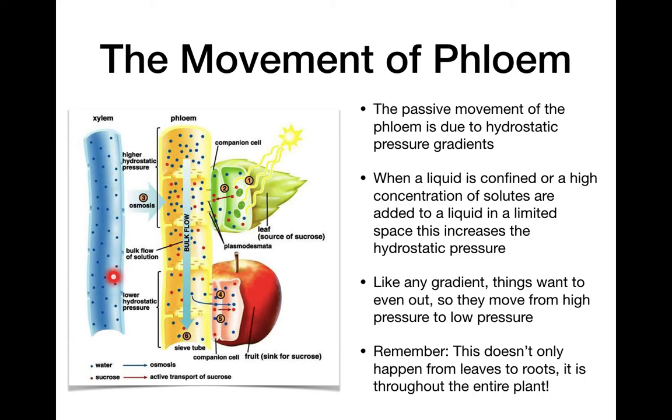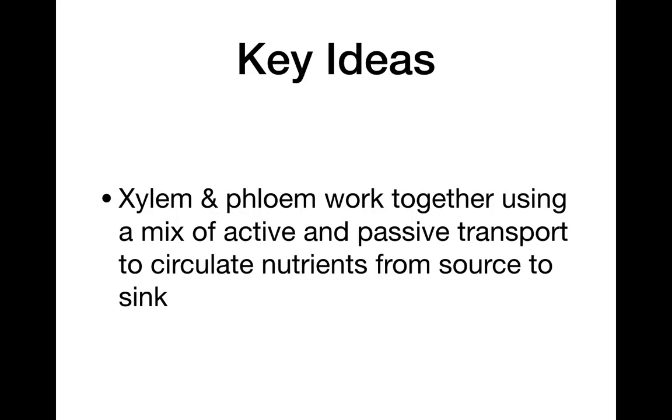And remember, the water from the xylem to phloem, that's through osmosis, and the sucrose loading here, unloading here, that's going to be active transport. Okay, so here's the key idea. Xylem and phloem work together using a mix of active and passive transport to circulate nutrients from source to sink.